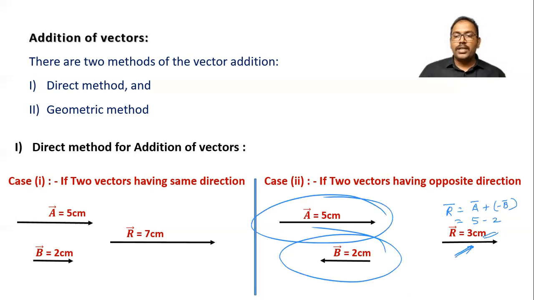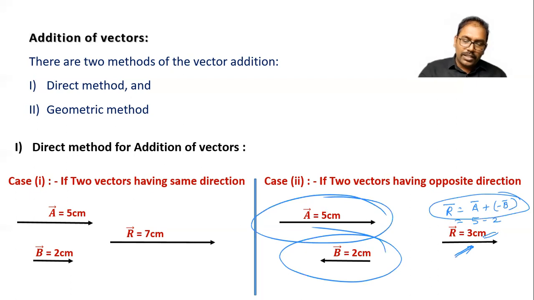But listen, this is not called subtraction. Here A bar minus B bar is coming, but this is not subtraction. Subtraction is a little different. This is addition, if the two vectors have opposite directions. Remember, this is not subtraction.